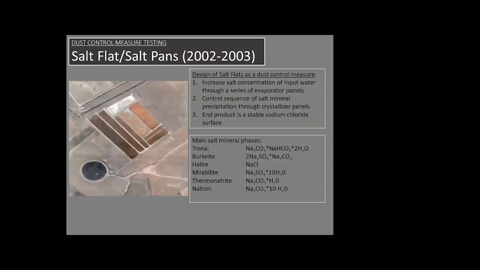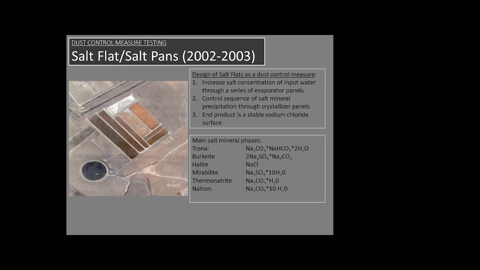This is an air photo here on the left side that shows a 7-acre area, kind of where the divot was located in the middle of the lake, trying to develop a salt flat or dust pan type dust control measure. So the idea here is completely different than what we use now for the brine backup. The idea here was to try to control the crystallization of salts as they would be concentrated through the process, and then ultimately end up with a stable halite or sodium chloride surface at the end.